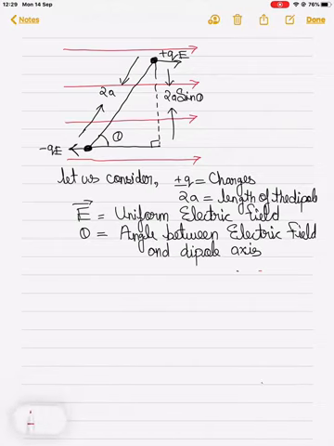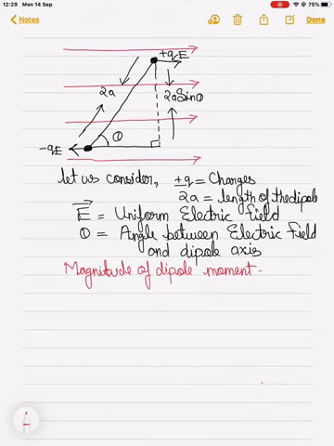So we put the magnitude of the dipole moment, which is represented by P, and it is the product of the magnitude of one of the charges and the separation distance between them, that is 2a.